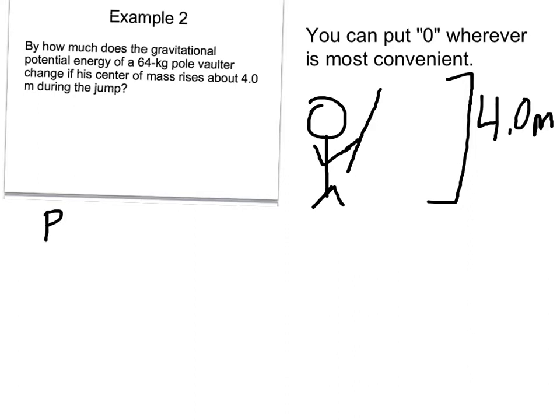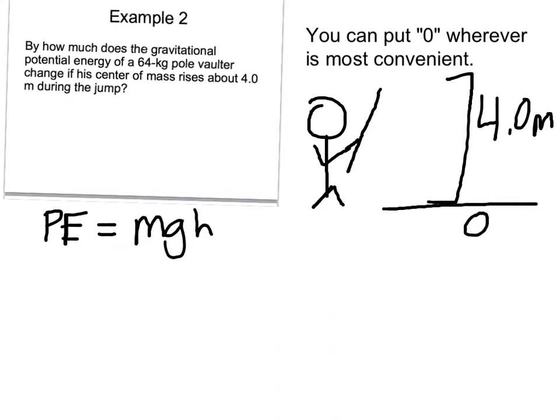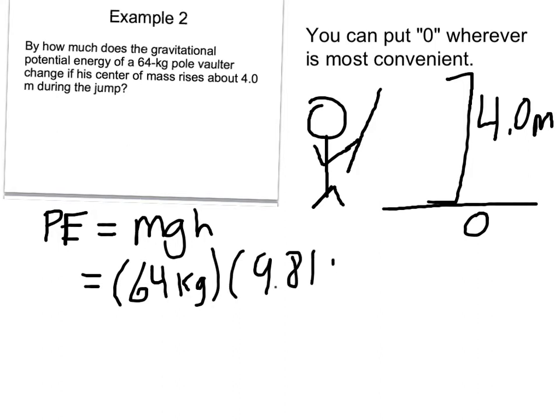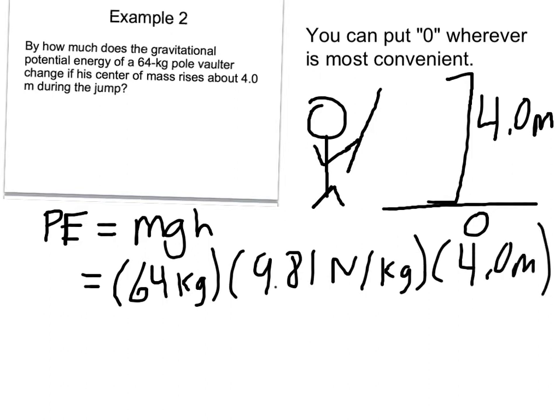Potential energy is calculated mass times gravity times height. Let's have the ground be 0. That, of course, makes sense. You wouldn't even need to declare it in this problem because that'd be obvious. Now we just plug in the numbers. Potential energy equals 64 kilograms times 9.81 newtons per kilogram times the height he jumps, 4.0 meters. And then you just multiply them out.